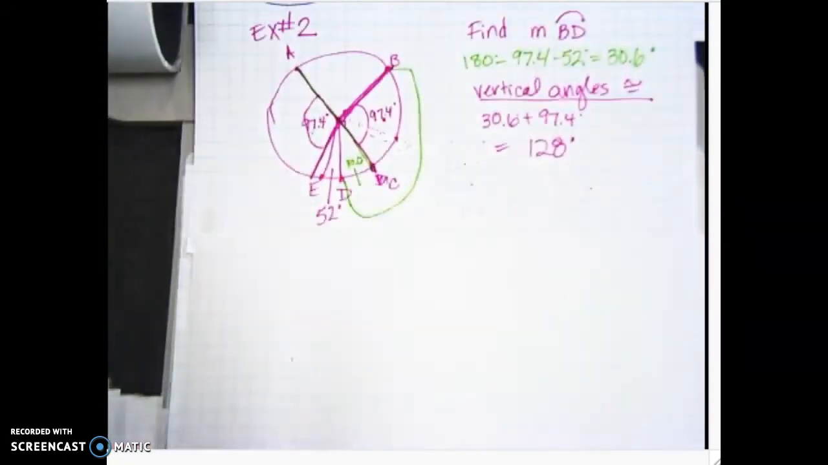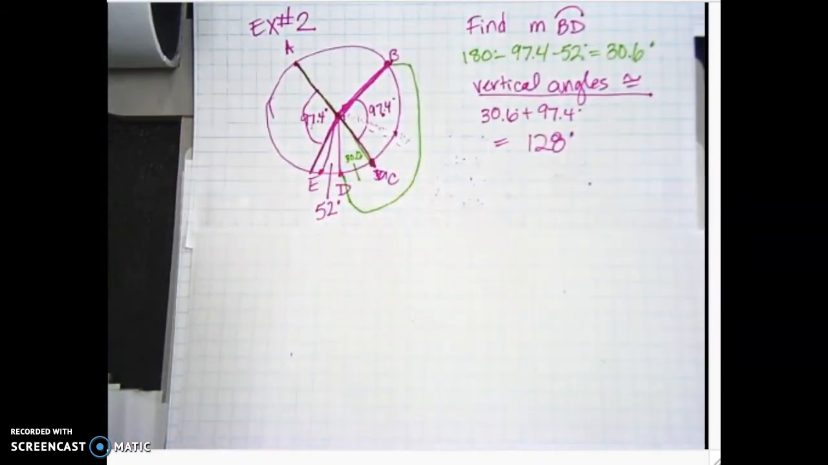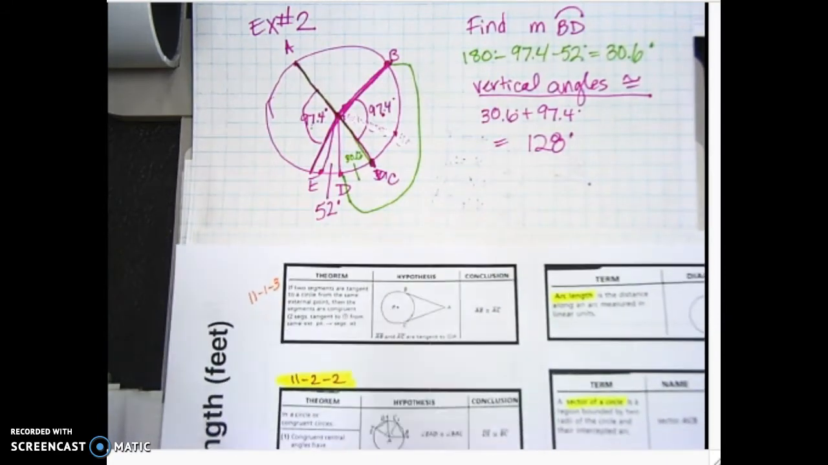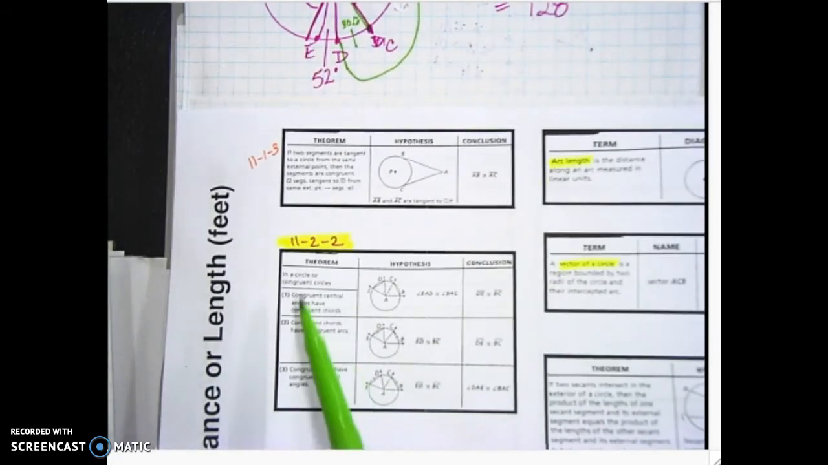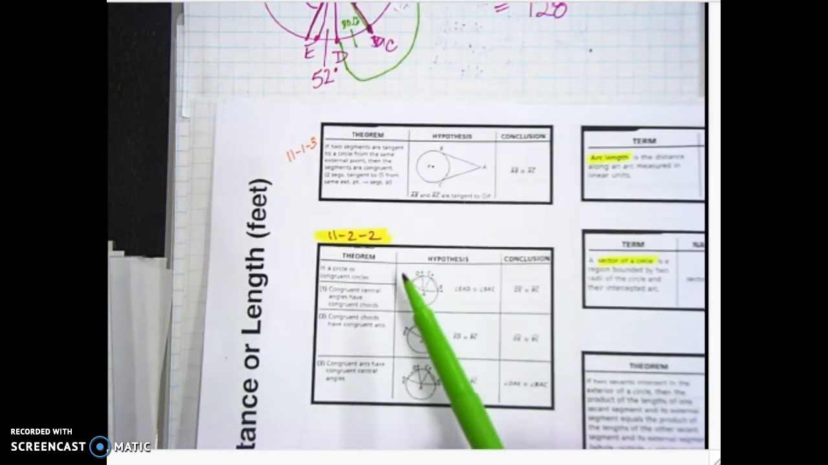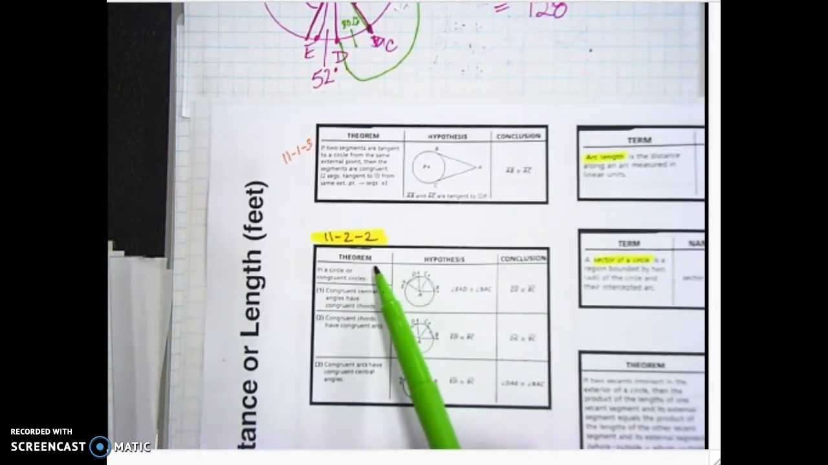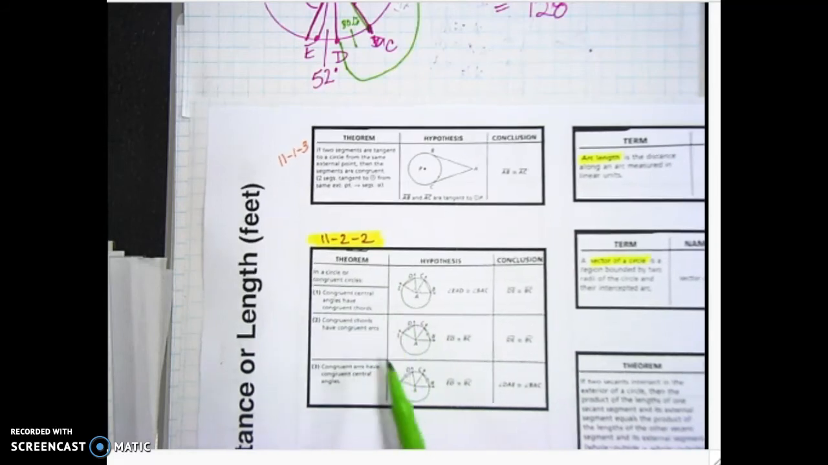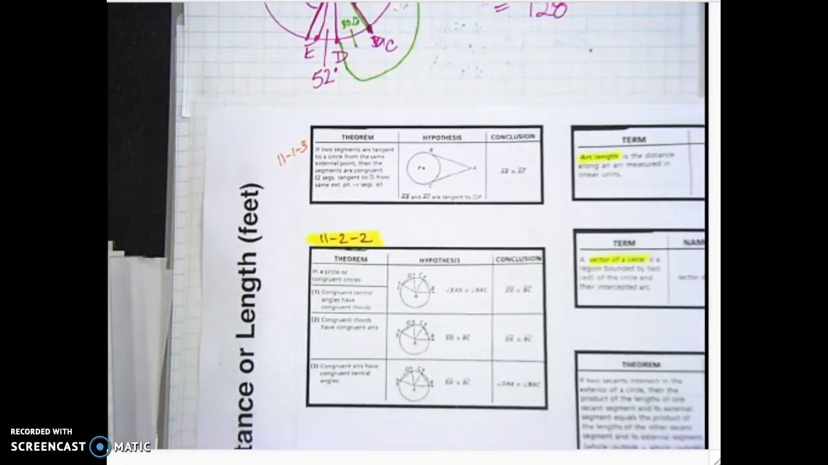All right. The next thing we're going to look at is on your sheet, on this side, there's a box on the side that says distance or length. There's a box that has Theorem 11-2-2. So I'm going to read through these theorems. We're not going to write the whole thing on there, but if for some reason you need all the words, you can refer to the sheet.